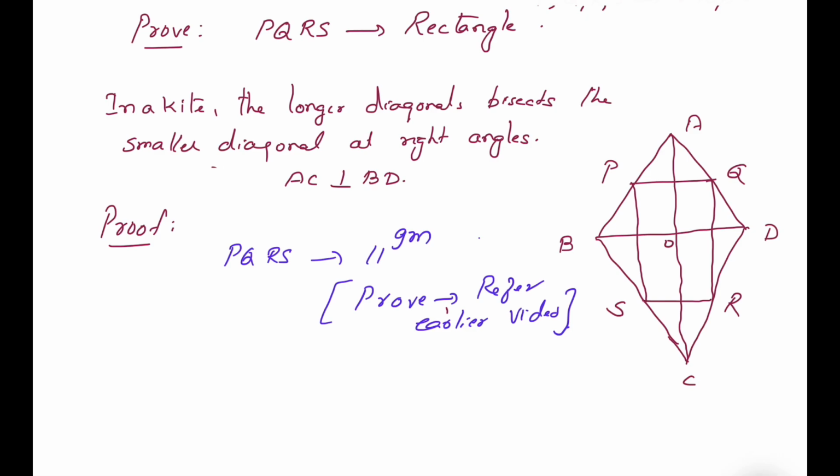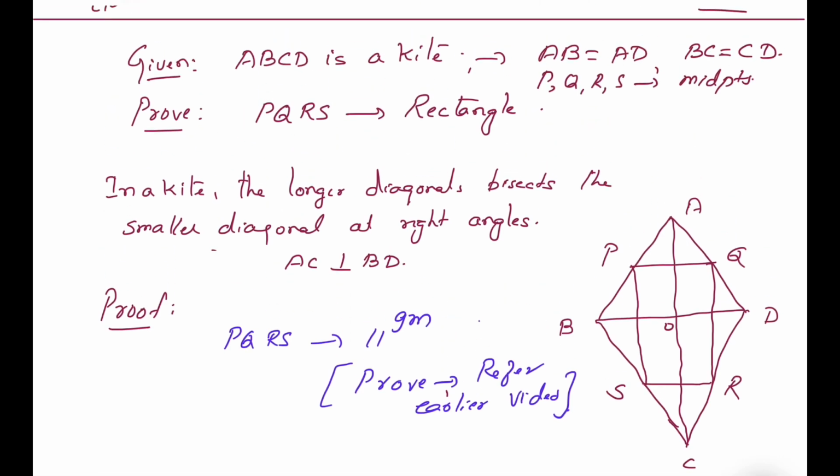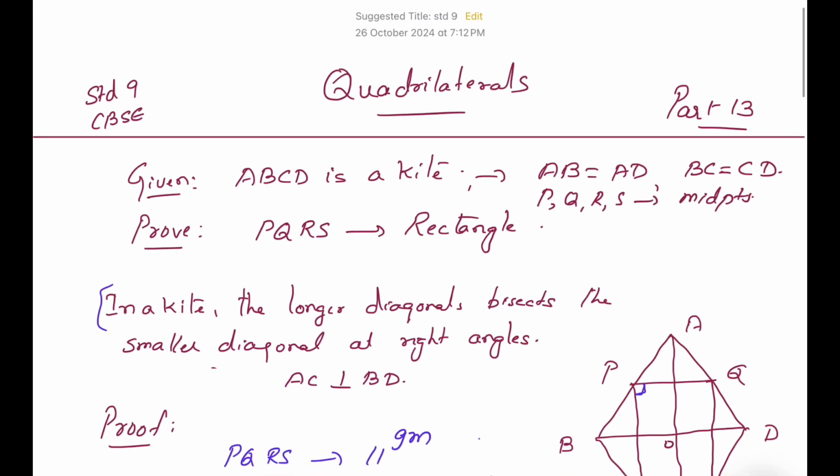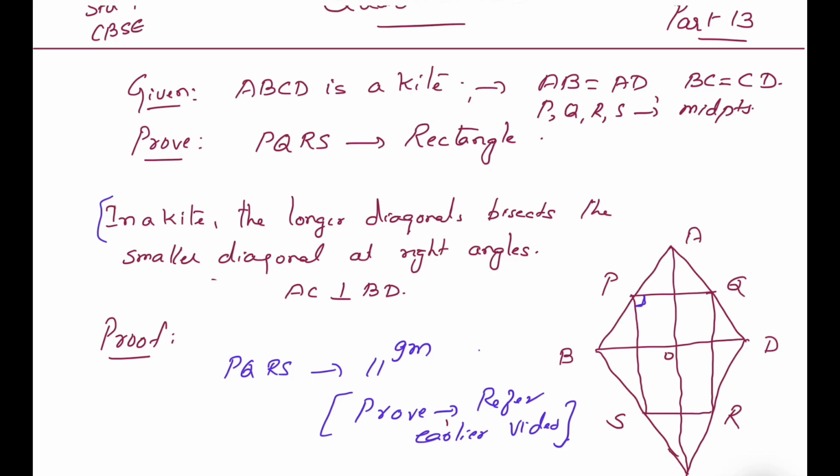Okay. Now, you have to show it is a rectangle. To show it is a rectangle, I have earlier also mentioned you have to show one of the vertices is 90. So, suppose you are able to show P is 90, then in a parallelogram, if one of the angles is 90, it is a rectangle. For that we have to use the property in a kite, the longer diagonal bisects the smaller diagonal at right angles. So, that means AC is perpendicular to BD. So, this is 90. This is the property of the kite related to the diagonals.